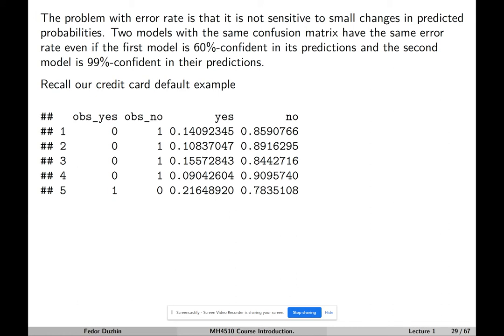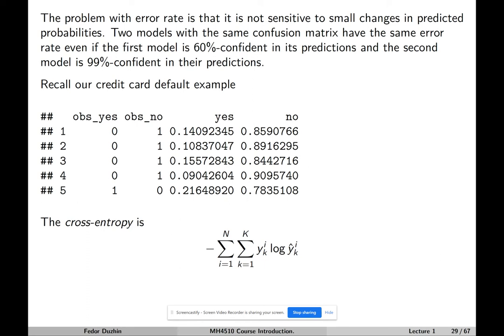Basically the idea here is that one observation is misclassified. But at the same time, notice that the probability of the no prediction here is the lowest out of all. The idea is that we should penalize those models that are too confident in their incorrect predictions. And this is done by the so-called cross-entropy error function.